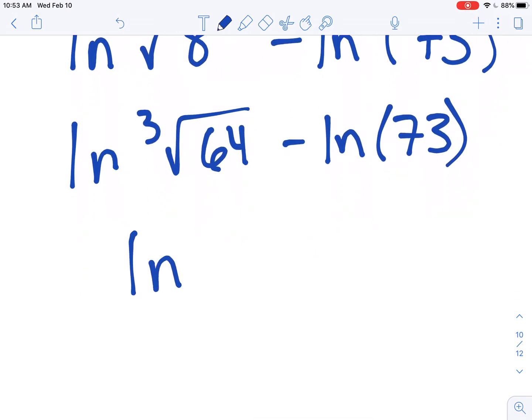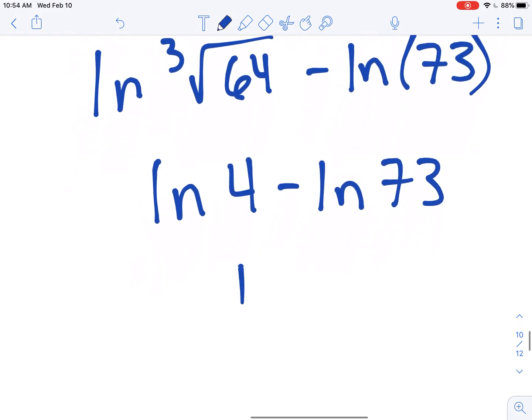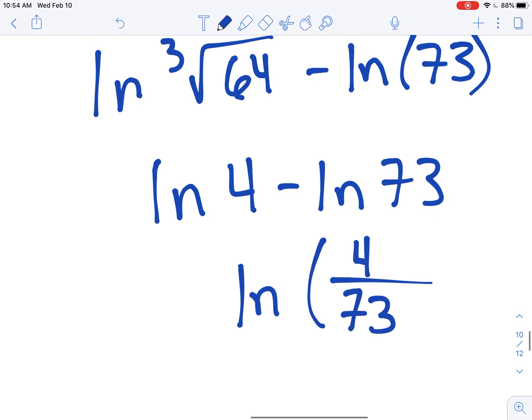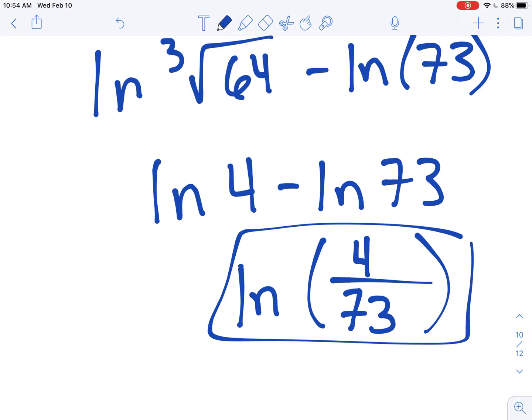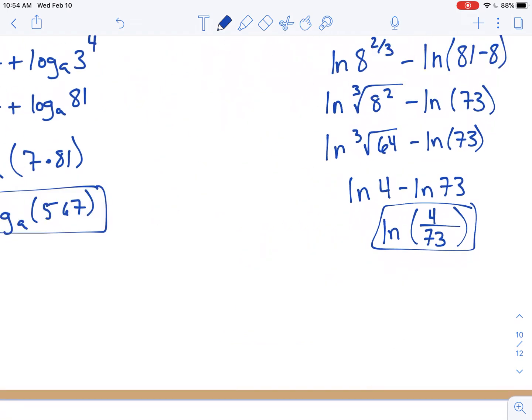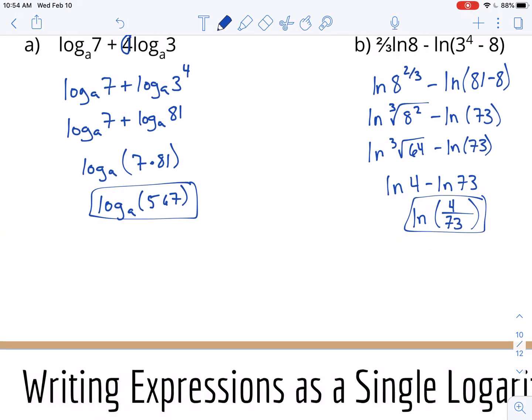So I've got the natural logarithm of 4 minus the natural logarithm of 73. Since I have subtraction here, I can go ahead and define this as the natural logarithm of 4 divided by 73. And this is where I will leave it. I say that it's being divided out. So these are something that I can actually break down into some numerical answers. I can leave them as fractions. I can leave them as numbers.